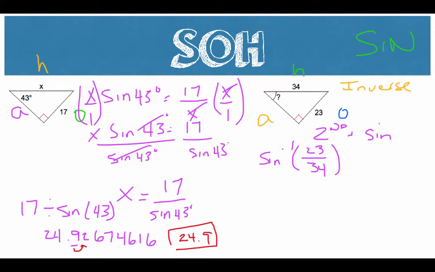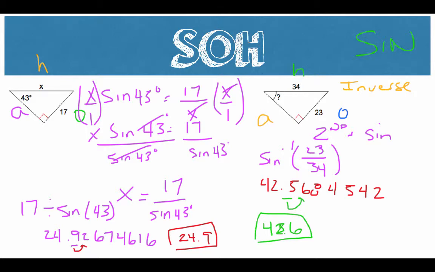On the next one, I'm going to hit my second button, sine negative 1, plug in my 23 divided by 34, and close my parentheses out with my little OCD again, and I'm going to come up with 42.5684542. Now again, I'm focusing on that last digit here, and I know that I'm going to round this to 42.6, and that will be my final answer. All right, so that's how we do sine.